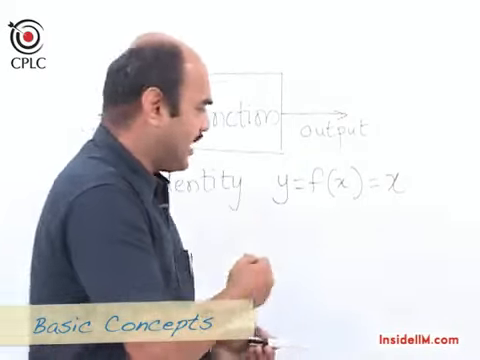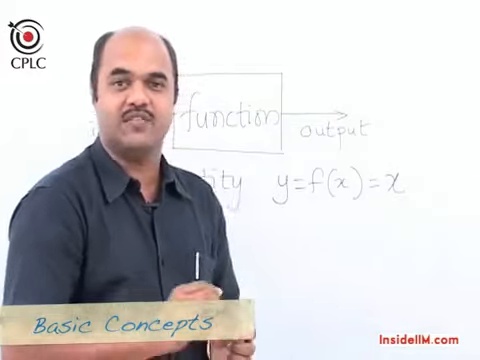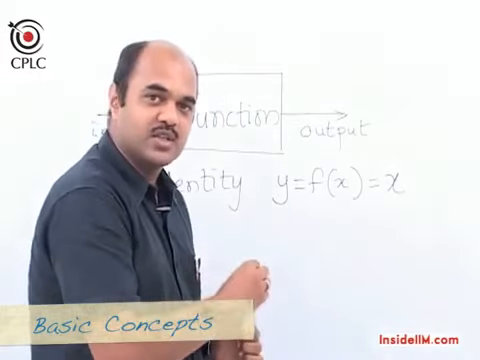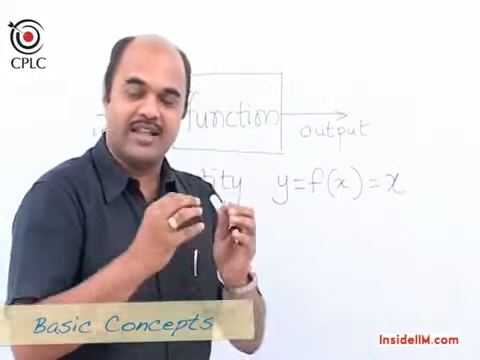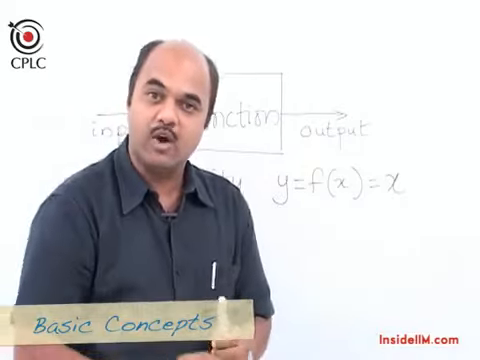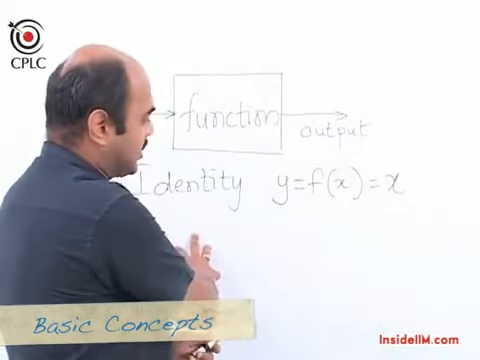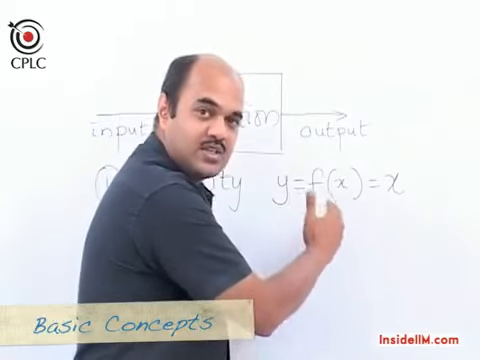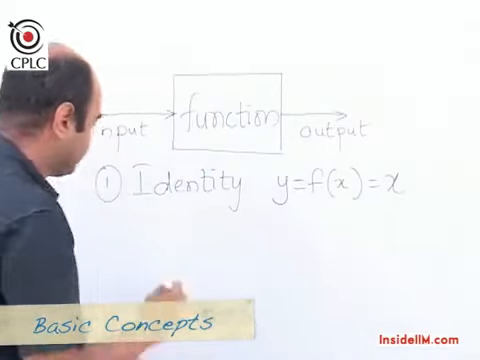So this, to that extent, can be understood as a lazy function, because it really does nothing, it just takes the input and that itself is sent out as the output. So this is an identity function where f(x) is nothing but equal to x.